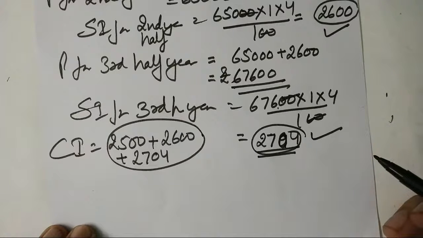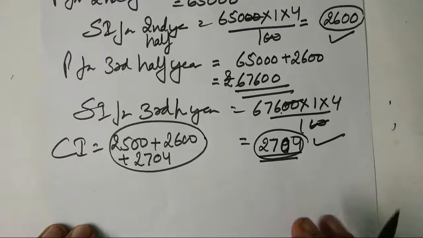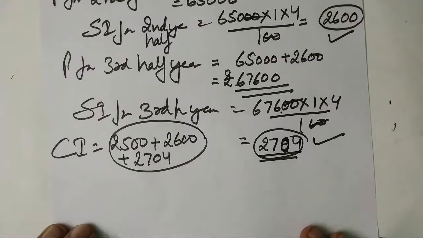So this is how we do it by the normal method. In the next class, I will show you how do you find compound interest by using the formula method.